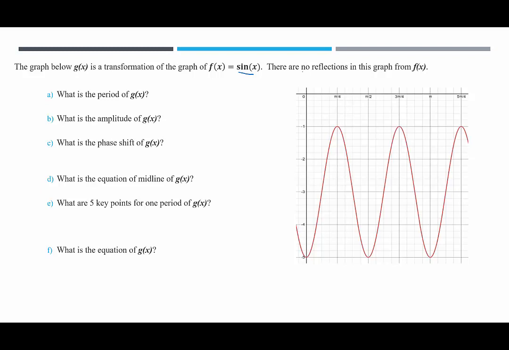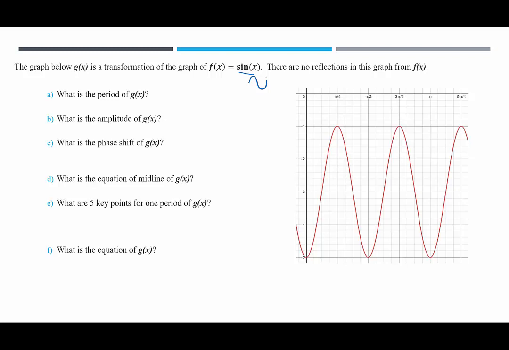So our parent function sine graph, with any sine graph, a period will start in the middle, go up to the top, go back to the middle, down to the bottom, and back to the middle. So one period of a sine graph will always look like that. But of course, sine graphs have infinitely many periods. That's just one period.